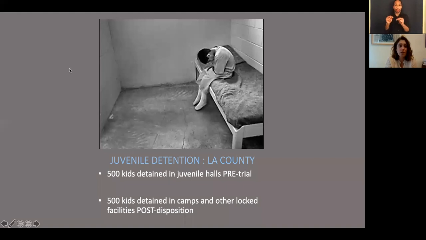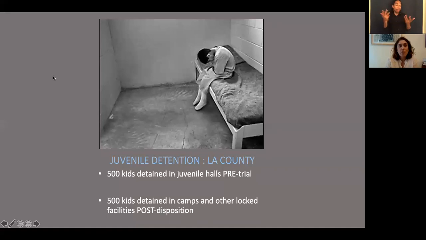There are also 500 kids who are detained in what we euphemistically in California call camps, that are actually facilities of incarceration run by the probation department, or other locked facilities. And that's in a post-dispositional phase, right? The phase of their time in the juvenile justice system after they've been disposed of or sentenced, in the way that we talk about it.